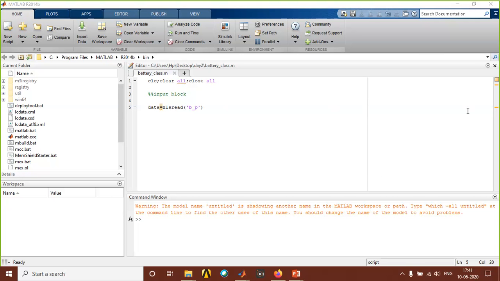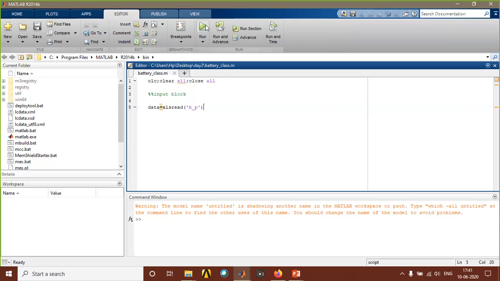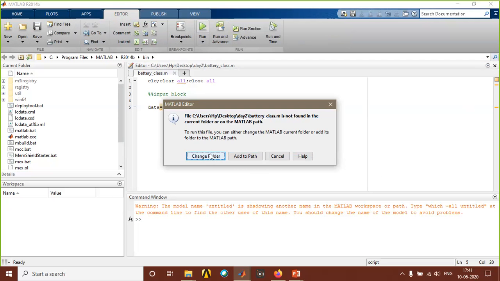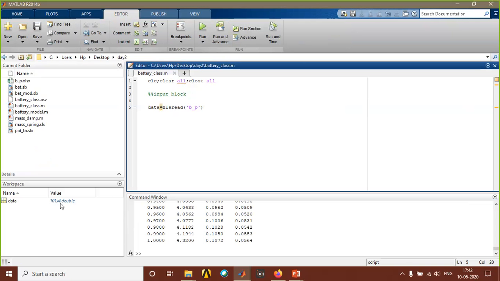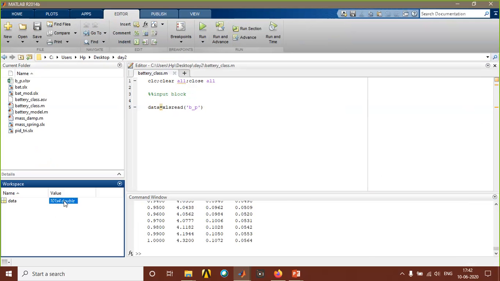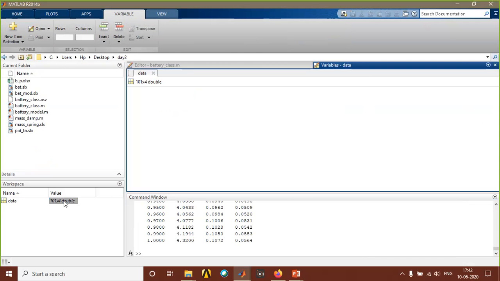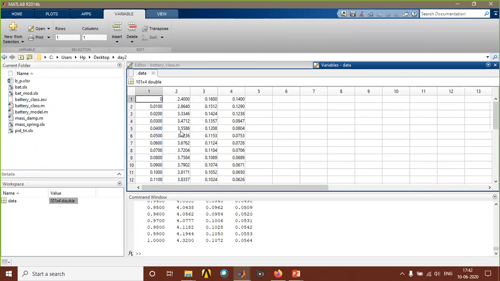After putting this, I'm just going to run it so that the data will be read. Give run. Give some time. Fine. So as you see, there is a data. I'm double clicking it. You'll get a data with 4 columns, 101 rows.